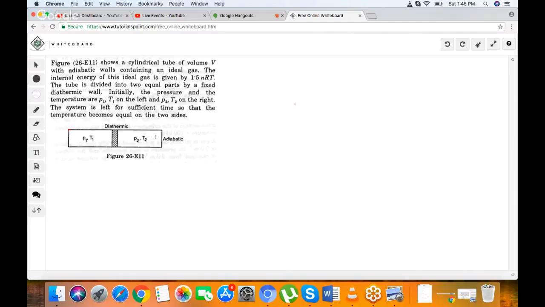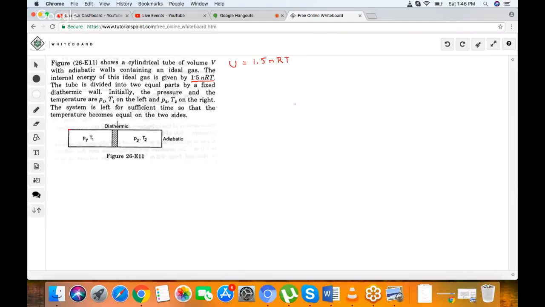Okay. The internal energy of this ideal gas can be written like this. So there is a formula for internal energy that is given. So you can directly get the value of internal energy by using this formula: U is equal to 1.5 times nRT. Fine. So the tube is divided into two equal parts by a fixed diathermic wall.